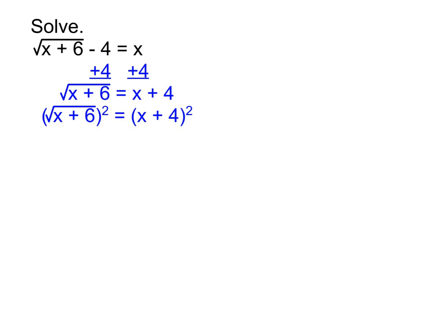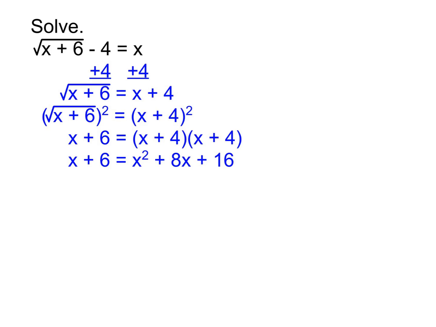At this point, when we do the x plus 4, please remember that's not x squared plus 16. Remember, to do x plus 4 squared, you have to do x plus 4 times x plus 4, multiply everything in the first parenthesis by everything in the second parenthesis. And then when we do that with the x plus 4s, we end up with x squared plus 8x plus 16.